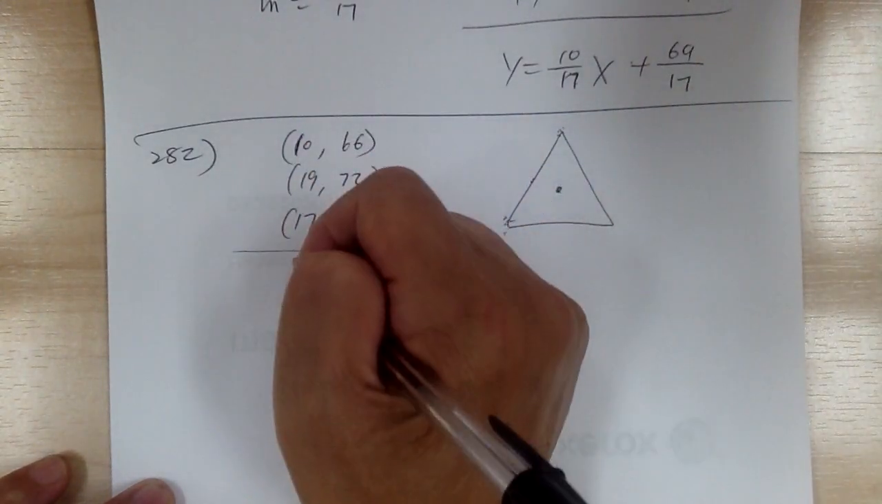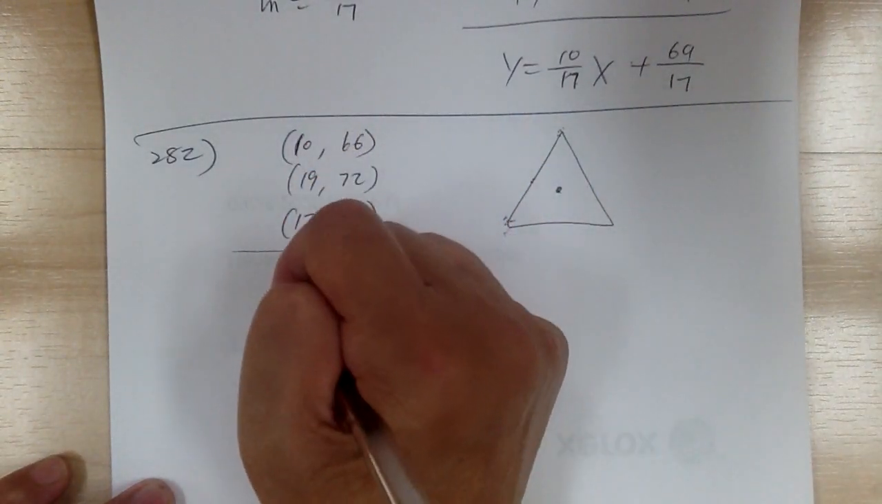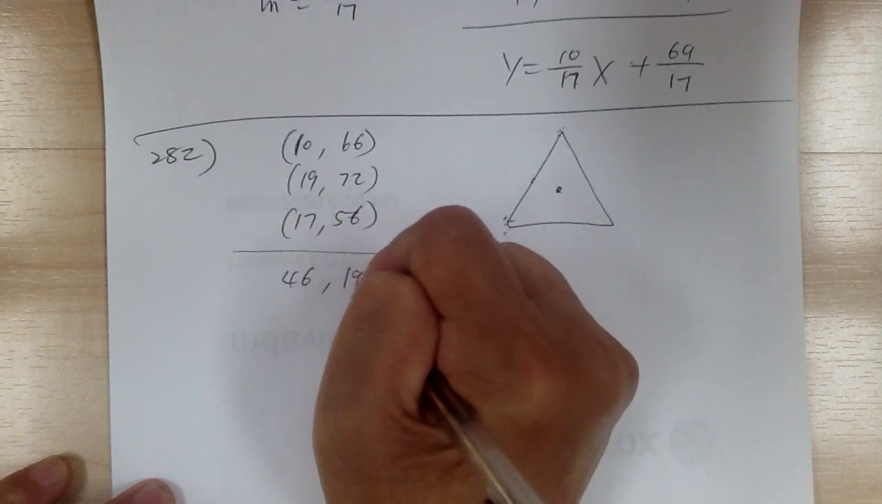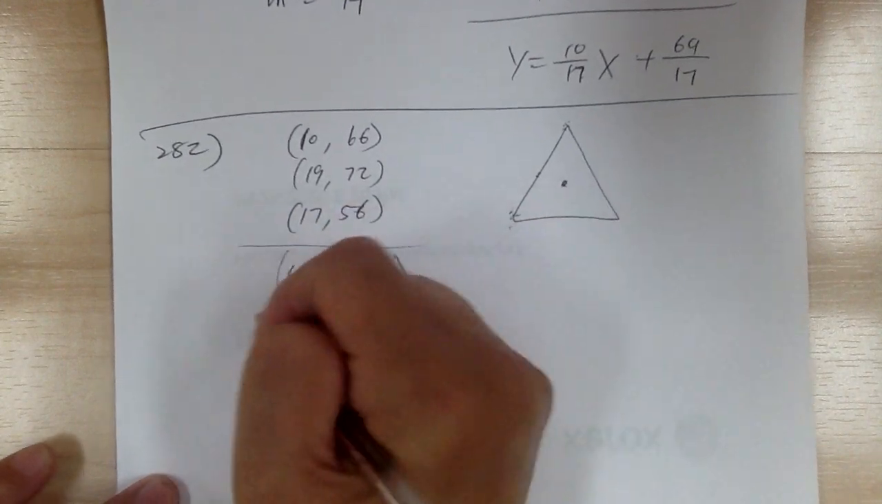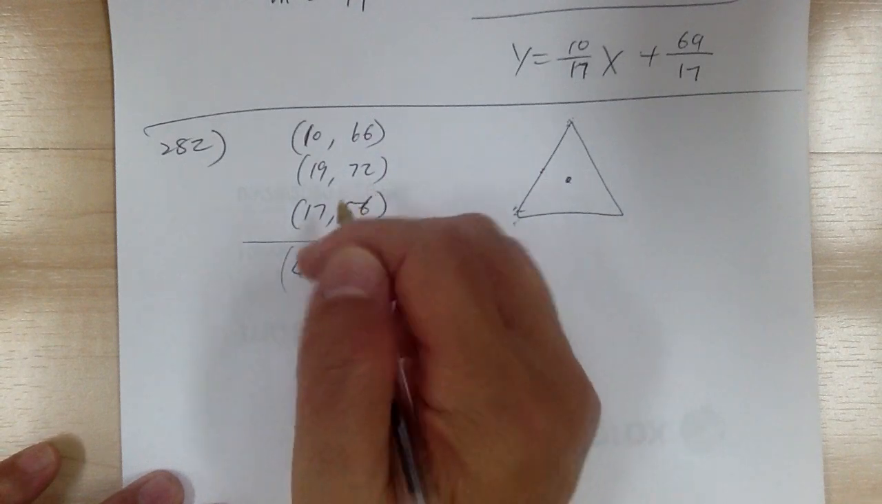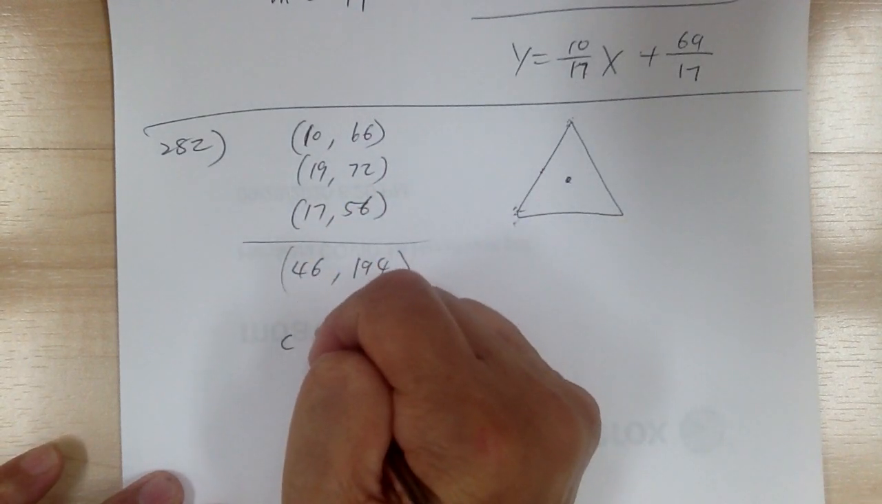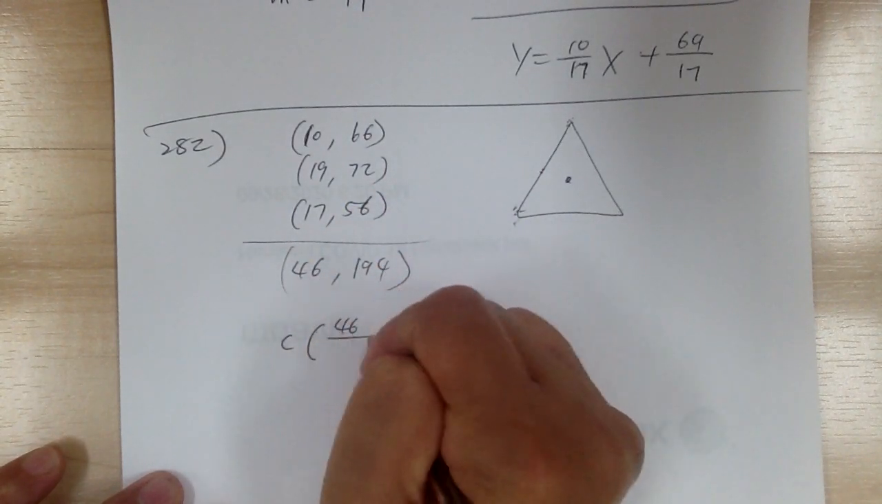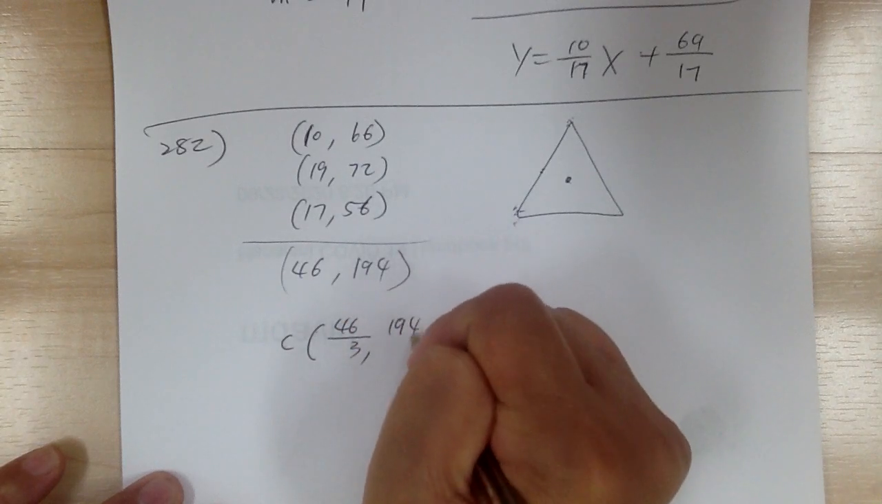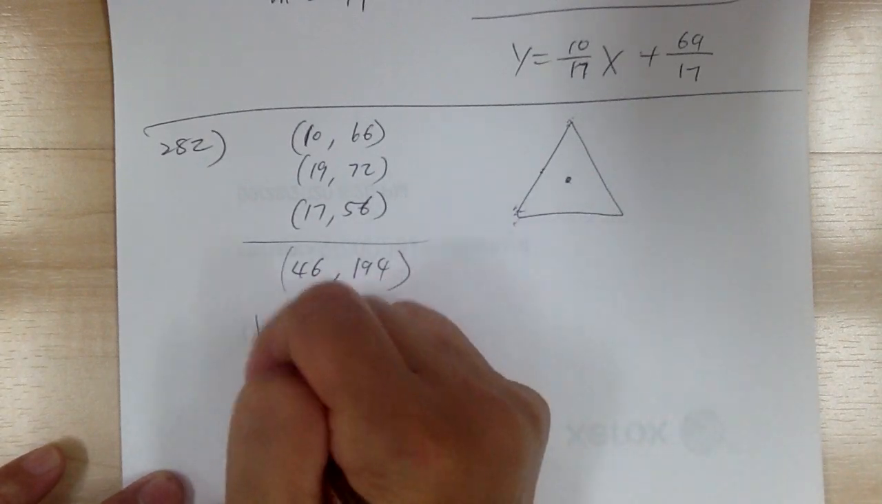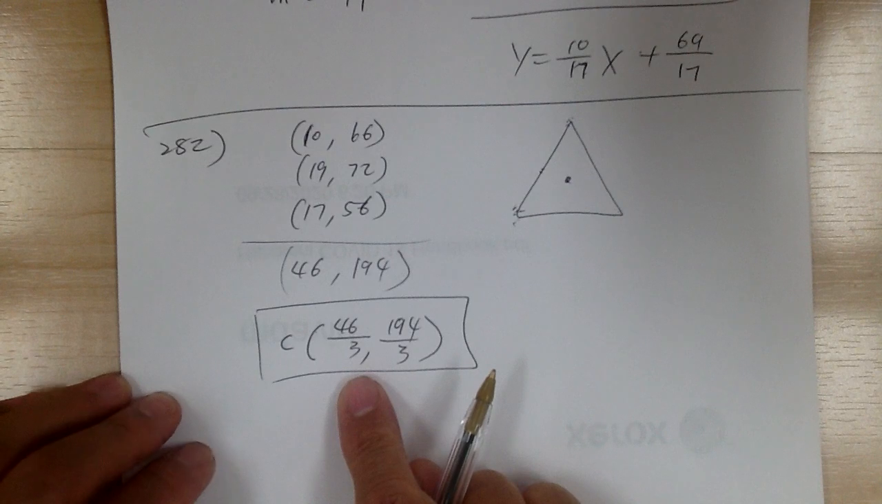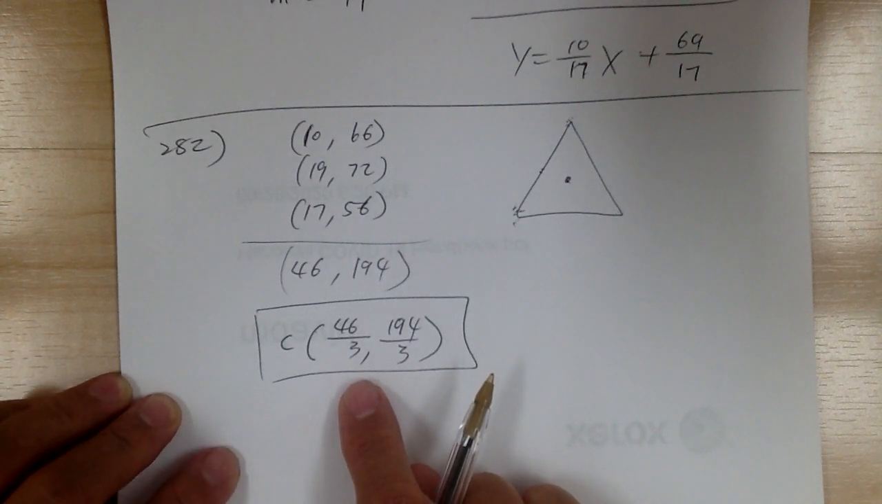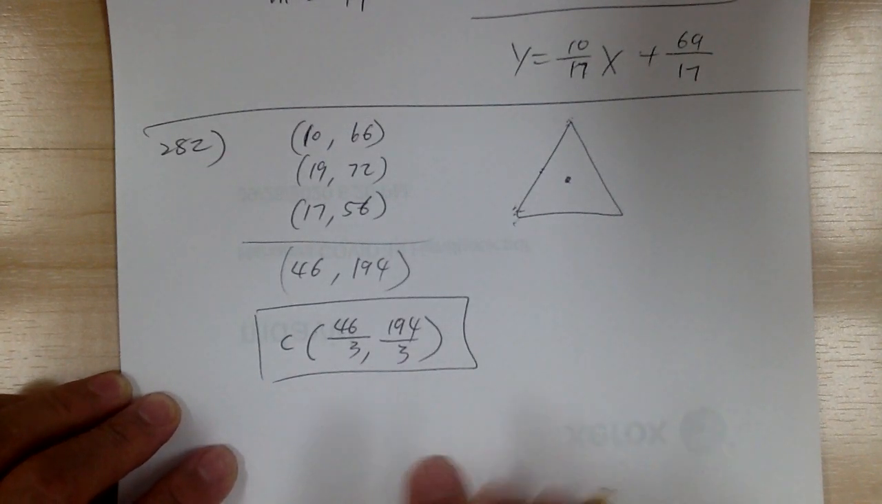So you add all this together, and you get 46, 194. And you divide it by 3 because you're averaging, right? So the center or centroid is going to be 46 over 3, 194 over 3. So the centroid, the center of the shape or the center of gravity, would be this.